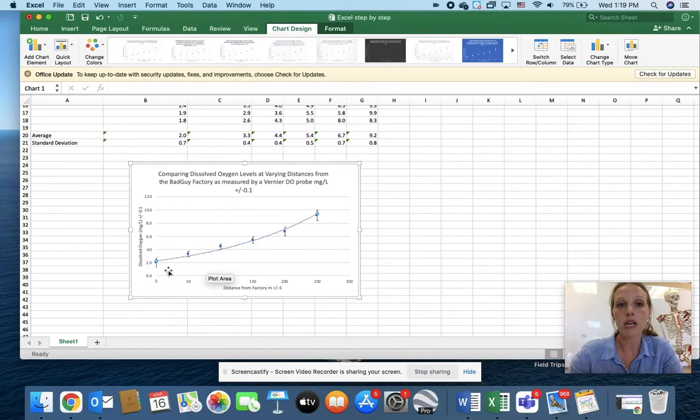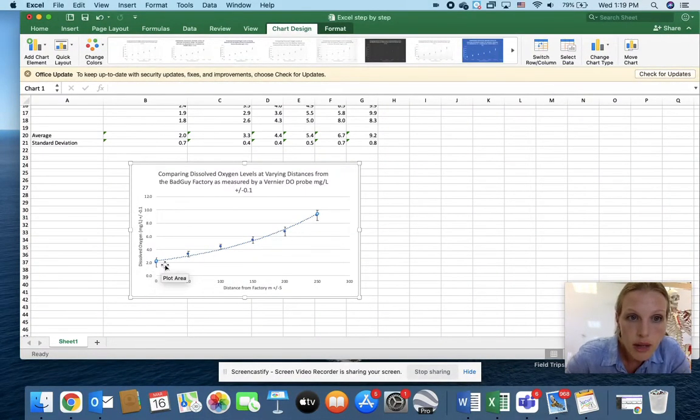And remember, the variation in the data is the standard deviation. How far are the values from the average? The closer they are to the average, the more reliable our data is. So you're going to look at that.